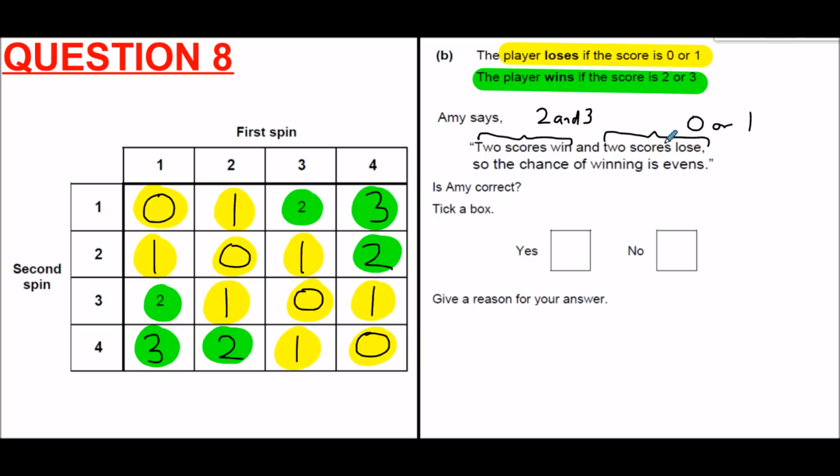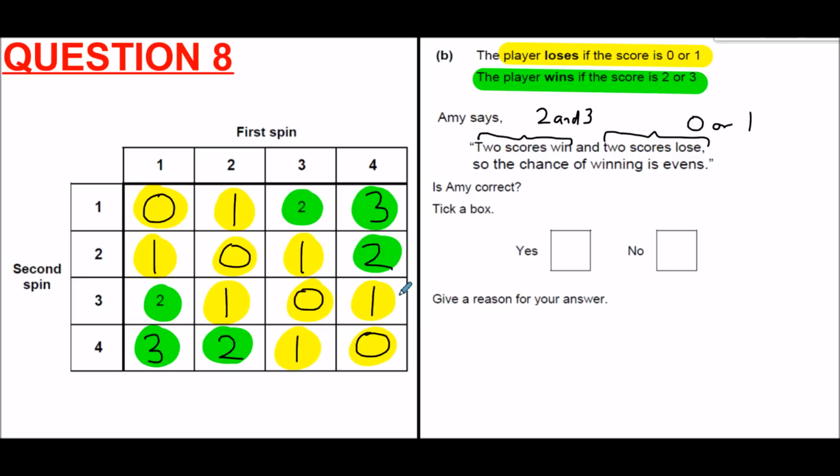Is Amy correct? Tick a box. It's tempting to go for she's correct because 2 and 3 are 2 numbers. 0 and 1 are 2 numbers as well. The way I'd think about this is if you had a dice with just 2 numbers, a 5 and a 6, if 5 sides were a 5 and only one side was a 6, surely it'd be more likely to roll a 5 than a 6. Even though there's 1 5 and 1 6, there's one of each number. So it's not quite as simple as what she's making out.